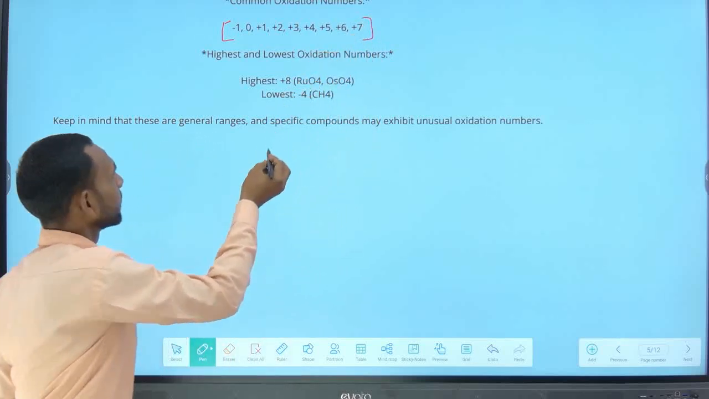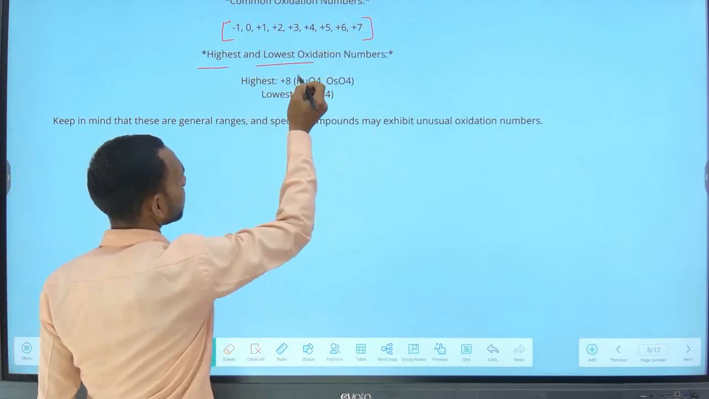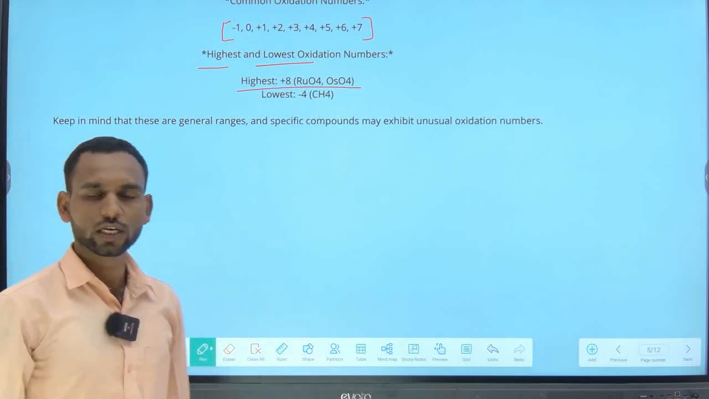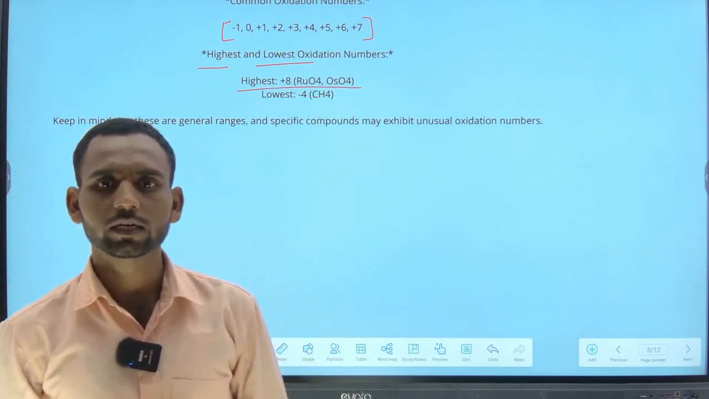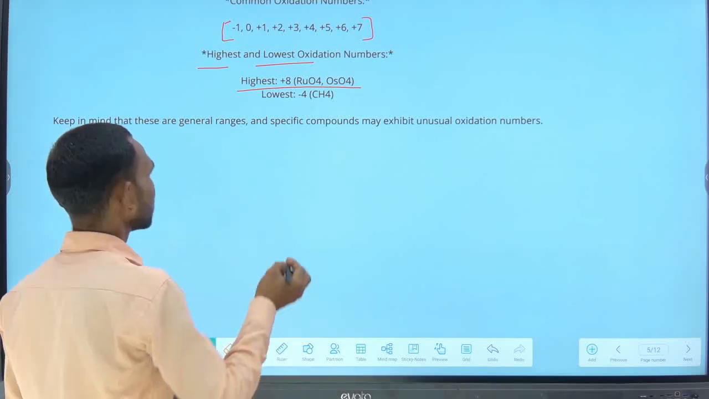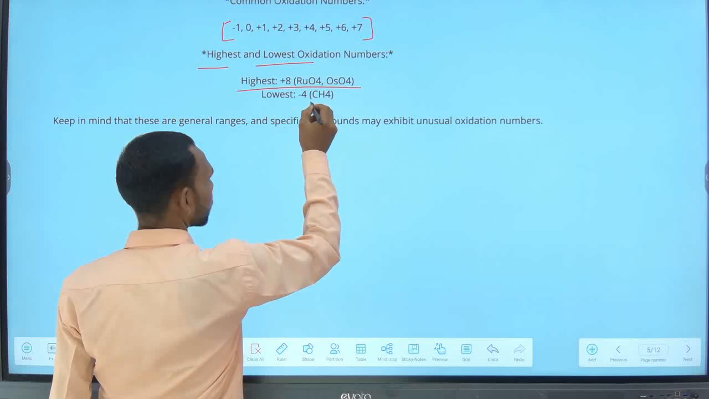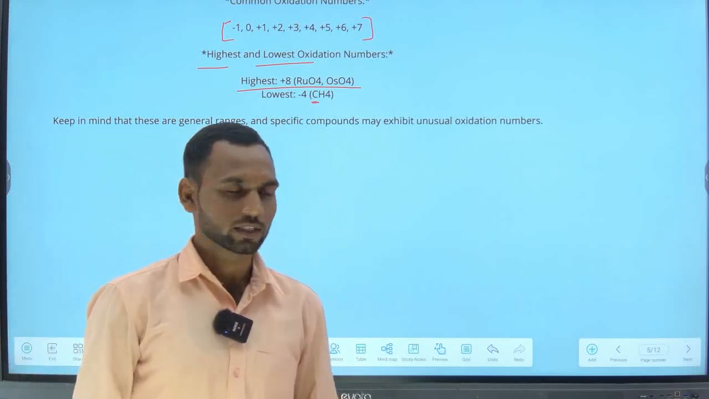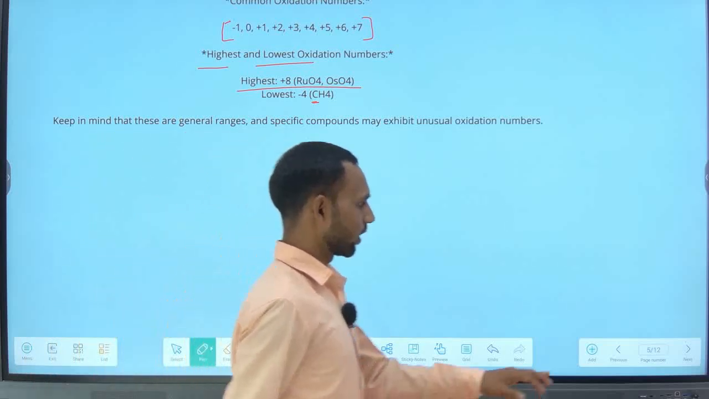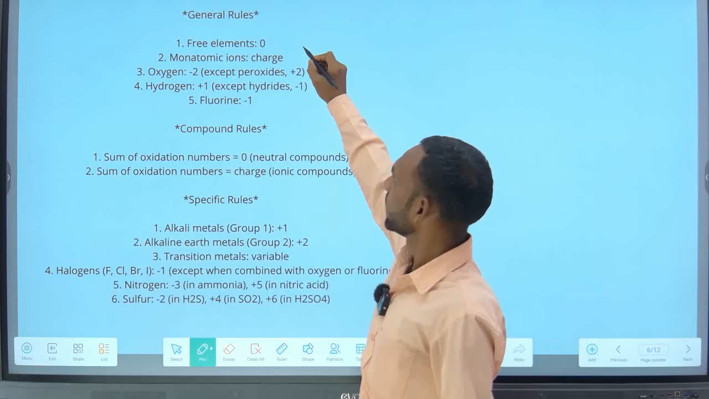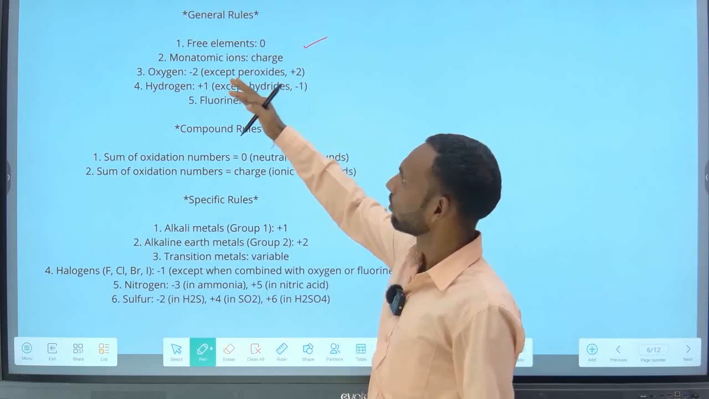Highest and lowest oxidation: ruthenium oxide and osmium oxide have plus 8, and the lowest oxidation is in CH4, minus 4. Carbon has the minus 4 oxidation state in the CH4 molecule. Next, general rules. Free elements have 0, and monatomic ions have their charge.